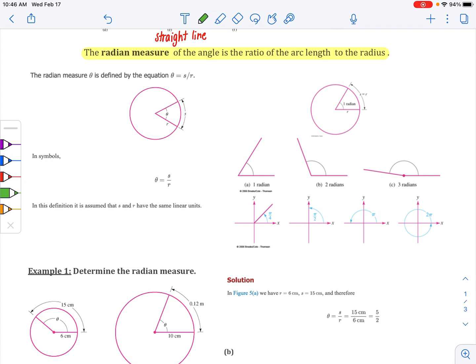Here it is in symbols. Here it is visually. And here are some examples on the right. We have 1 radian, 2 radians, 3 radians. You can see 3 is really close to 180, but not. So it's something to keep in our mind. 3 radians are close to 180 degrees, but not officially.